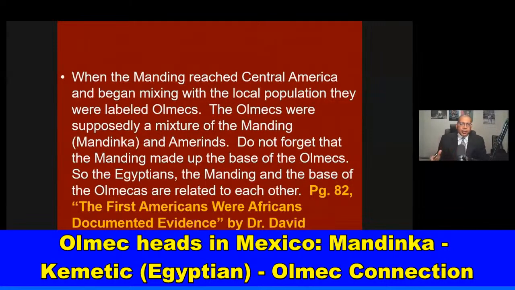When the Manding reached Central America and began mixing with the local population, they were labeled Olmecs, a mixture of the Mandinka and American Indians. Do not forget that the Manding made up the base of the Olmecs, so the Egyptians and the Manding are related to each other. He talks about this on page 2 of The First Americans Were Africans, Documented Evidence.